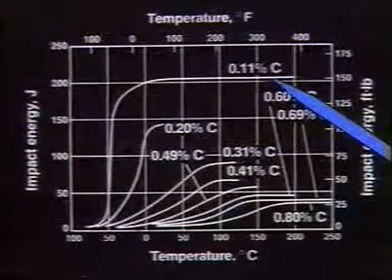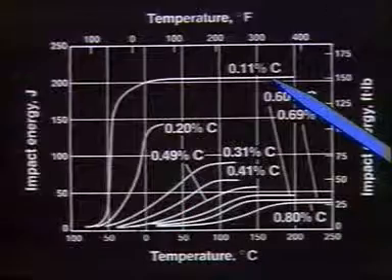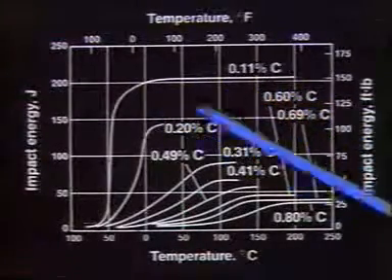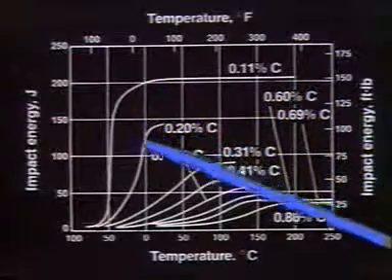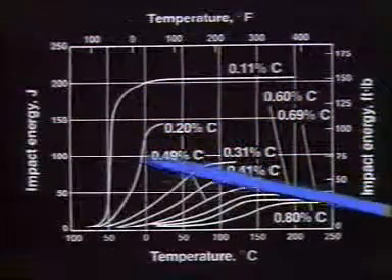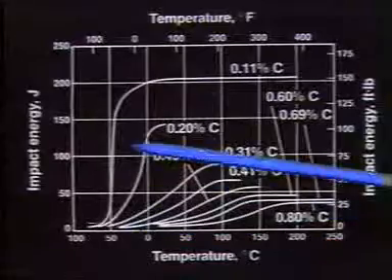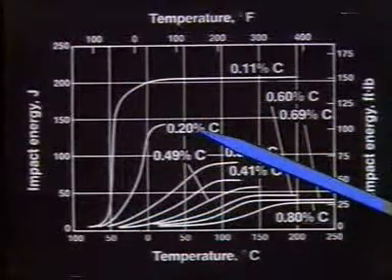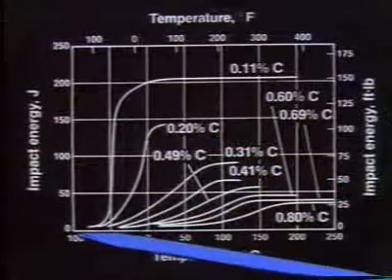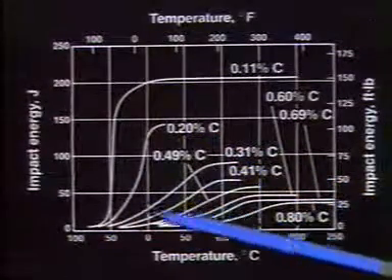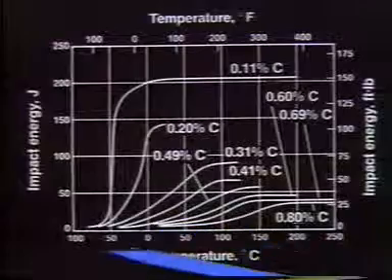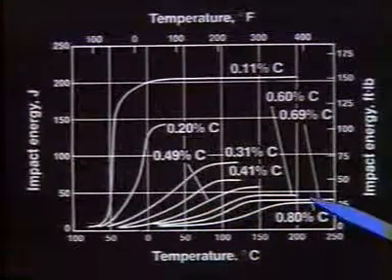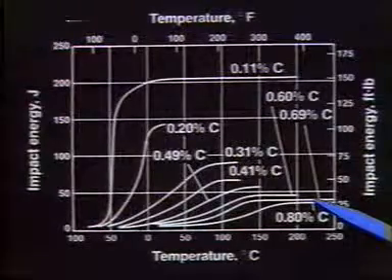And so this is a plain carbon steel that has 0.11% carbon in it, and this is its curve showing that the transition temperature of the material is going to fall in this region right here. If we had a material that had 20 points of carbon, it would be this curve. And 31 points of carbon, it's that curve. And 41 points of carbon, it's this curve.